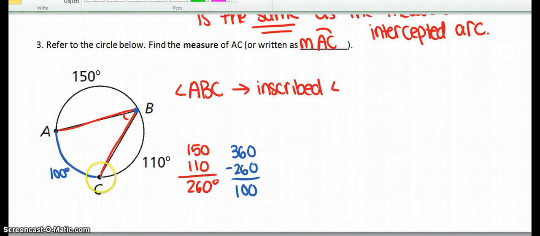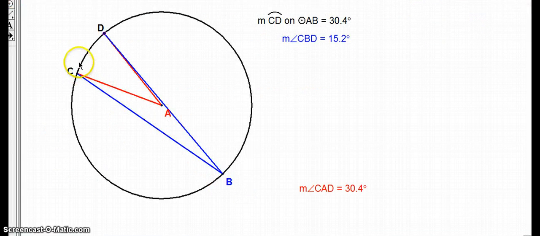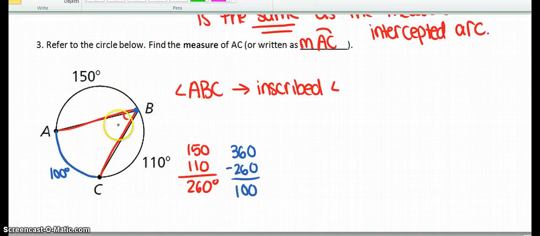So if our arc is 100 degrees, then our inscribed angle is always going to be, referring back to this, remember if our arc was 30 degrees, our inscribed angle is 15. So the inscribed angle is half the size of its opposite arc. So if this is 100, our inscribed angle would be 50. So the measure of angle ABC is 50.